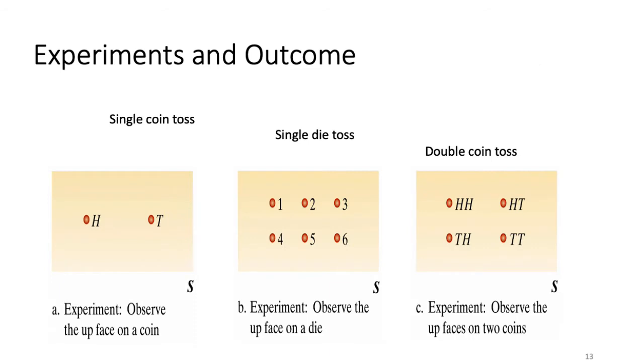Experiments and outcomes. So again, just to refresh our memory of our definitions, if we tossed a coin one single time, we'd have two possible outcomes, heads or tails. If we tossed a die one single time, there's 6 possible outcomes, a 1, a 2, 3, 4, 5, or 6. If we toss 2 coins simultaneously, in that case we have 4 possible outcomes. Either we can see 2 heads, a head and a tail, a tail and a head, or a tail and a tail. So those are all 4 outcomes.